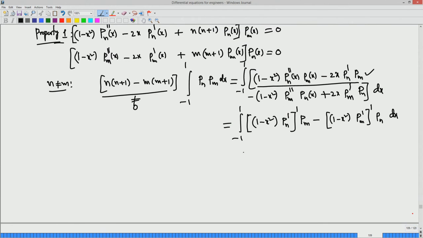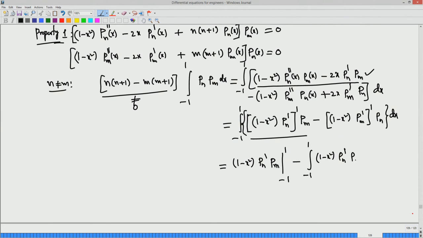Now, one integral you integrate by parts. So, this is your full integrand. The first term you do the integration by parts. So, you will get 1 minus x square Pn dash Pm with the limits, minus integral minus 1 to 1, 1 minus x square Pn dash Pm dash. Okay.